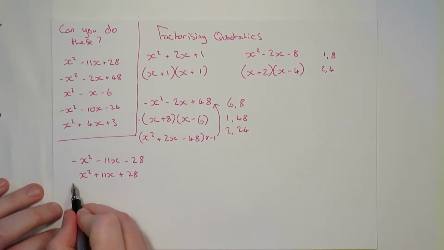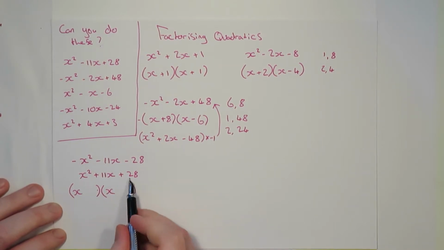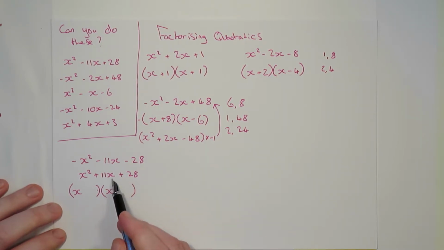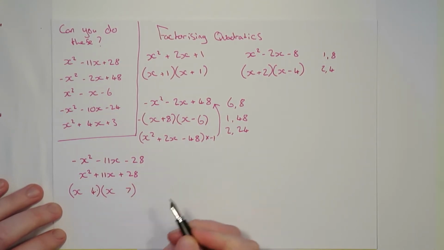It's simply x squared, so x and x. Factors of 28, well, 1 and 28, 2 and 14, 4 and 7. So 1 and 28, there's no possible way there that you can add or take away those numbers to make 11. Same for 2 and 14. Although 2 and 14 is quite close, you can get 12. So in this case it's 4 and 7.